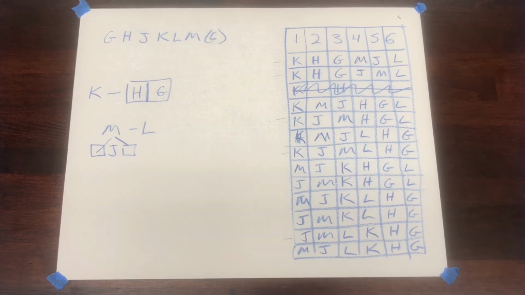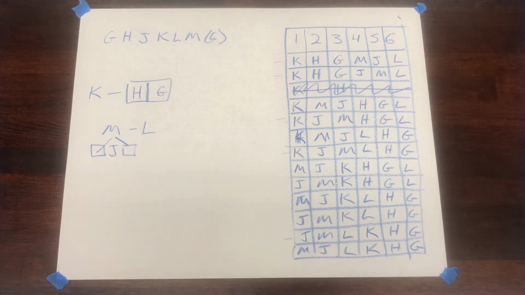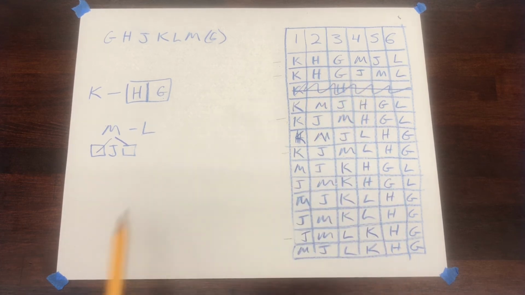Question 3, which of the following cannot be true? H is in fourth. Here we have H in fourth. That can be true. A is eliminated. J is in fourth. Here we have J in 4. B is eliminated. K is second. We have no K in second. We're going to choose C and we're going to move on.